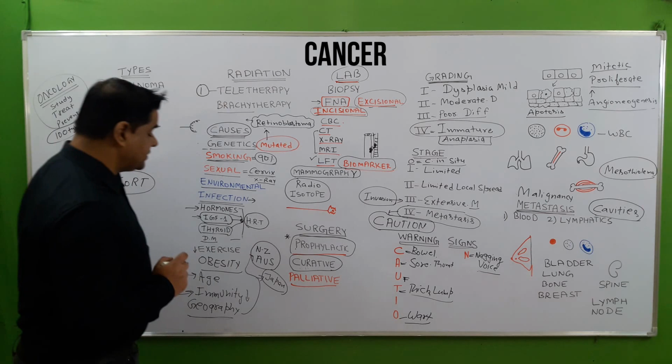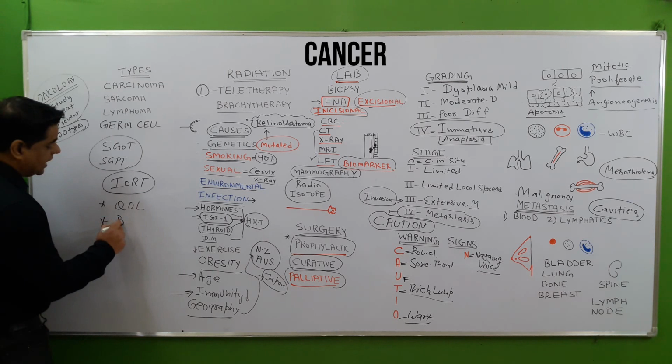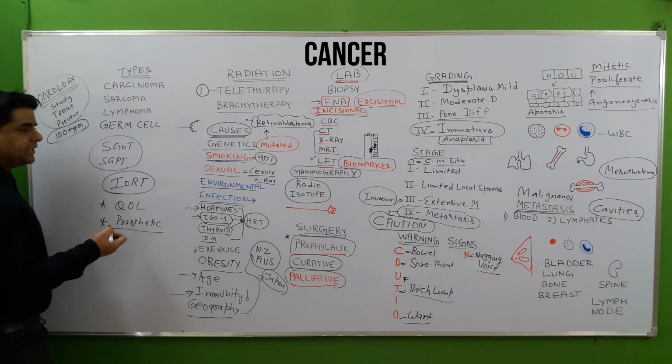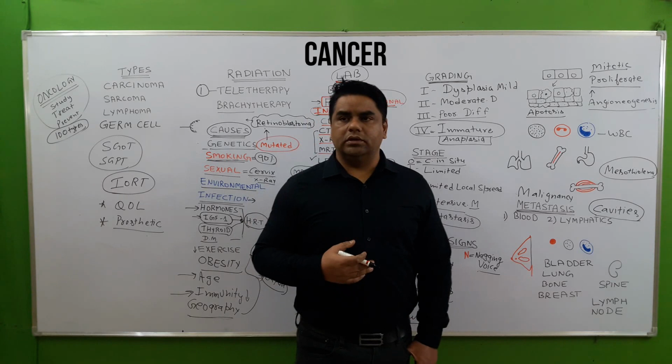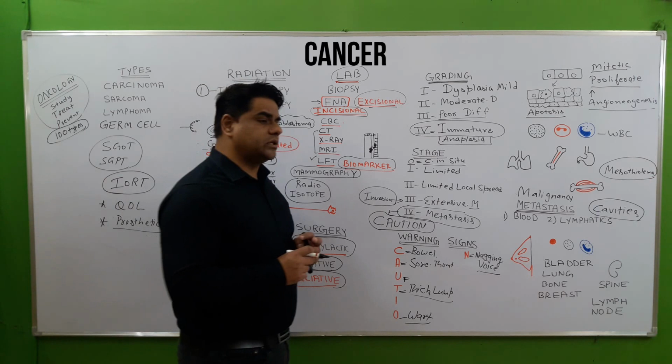Now comes the palliative surgery. Palliative surgery focuses on improvement of QOL, quality of life, for betterment or prosthetic purposes, to improve the look of the patient. For example, if a female has undergone a mastectomy, removal of the breast, under cancer treatment, she will feel psychological trauma, an altered body image, a poor body image, as her looks have now changed.